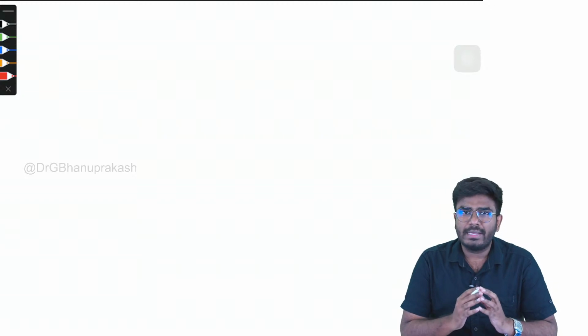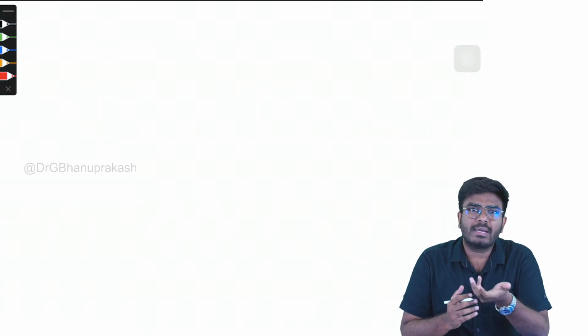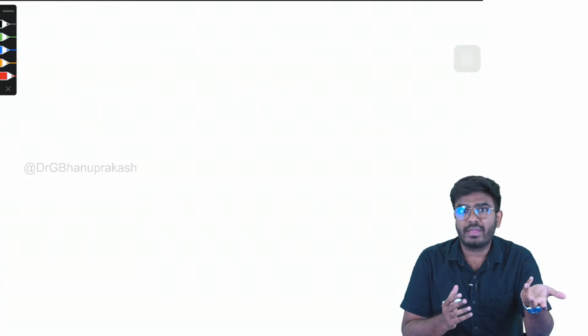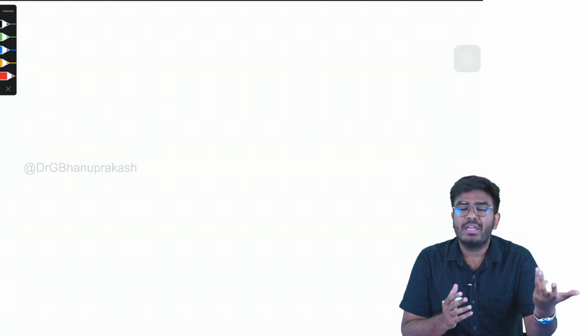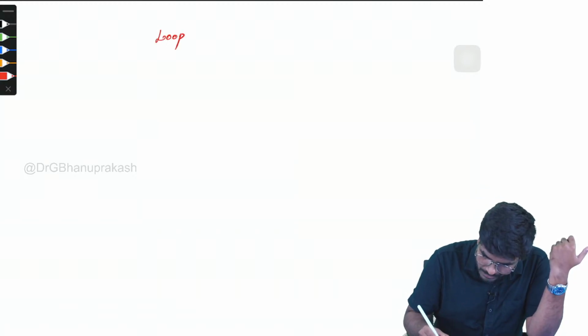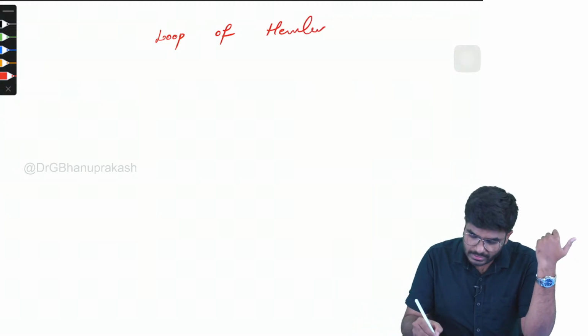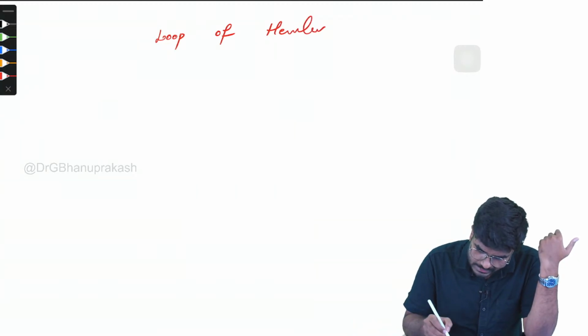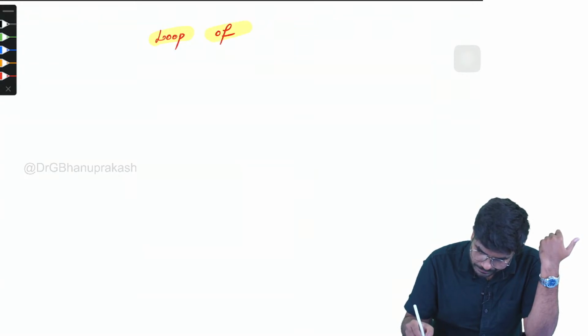Now, in today's class, let's continue with the topic of loop of Henle. The proximal convoluted tubule is completed, the most active segment where most of the reabsorption is happening. So PCT is completed. Now let's go with the loop of Henle. So our topic for today is loop of Henle.